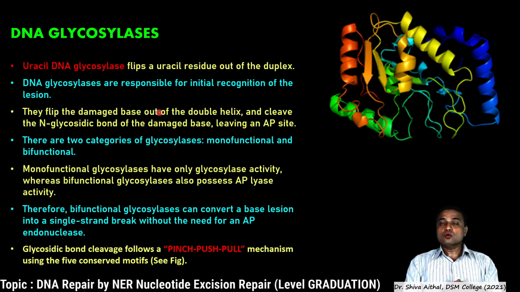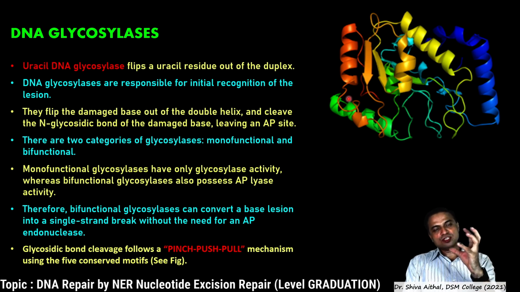Okay, so there are 2 categories of glycosylases. Now this is very important. If you see, there are 5 motifs. These 5 colors show the 5 motifs of the DNA glycosylase, uracil glycosylase, which has a developed active site inside it. It recognizes the wrong base, pinches and pulls and throws it away.